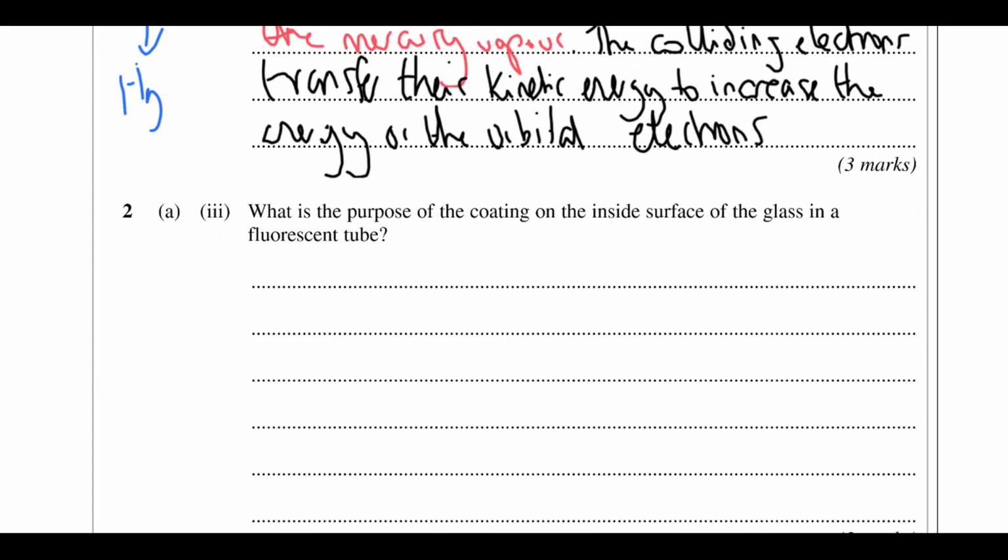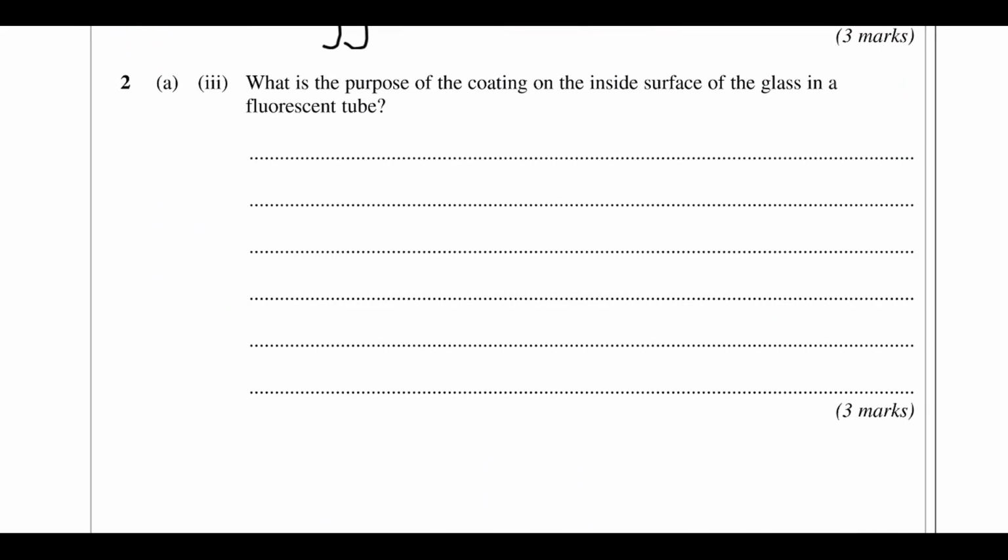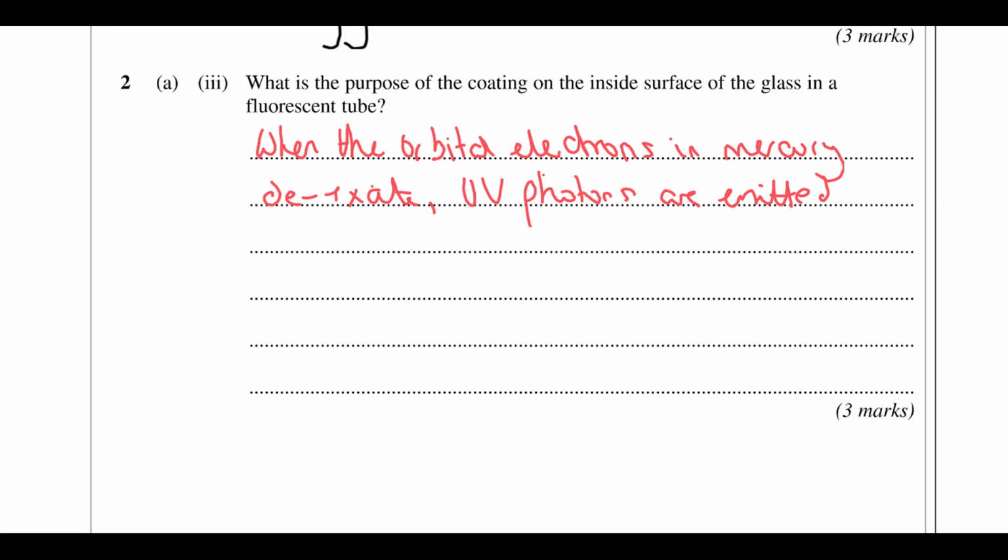Okay, so then next part, what is the purpose of the coating on the inside surface of the fluorescent tube? So the first key thing here is to say that when the mercury electrons de-excite, they emit UV photons. So that's what we've got there, and you need to be specific that UV photons are emitted. So this is where the coating comes in.